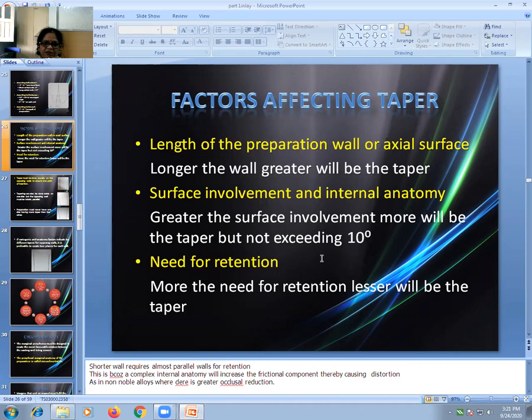Next is the surface involvement of the internal anatomy. Whenever there is greater surface involvement, more will be the taper, but it should never exceed 10 degrees. Your taper will always be less than 10 degrees under any circumstances. And whenever you need more retention, there will be less taper. Because if you make more taper in the preparation, the restoration will not have longevity. So whenever retention is required, you have to make a more parallel preparation than giving more taper.